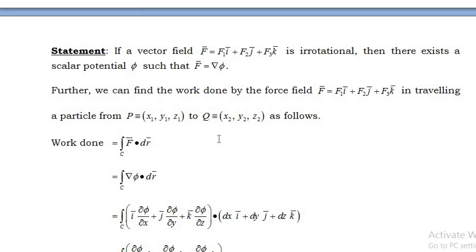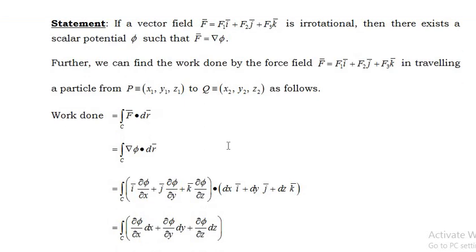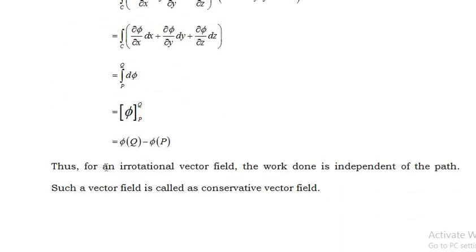and thus we can say that if F bar is an irrotational vector field, then the work done by the force field in taking a particle from point P to point Q is really independent of the path followed. Totally independent of the path. So, this is the result. Thus, for an irrotational vector field, the work done is independent of the path. Such a vector field is called a conservative vector field.